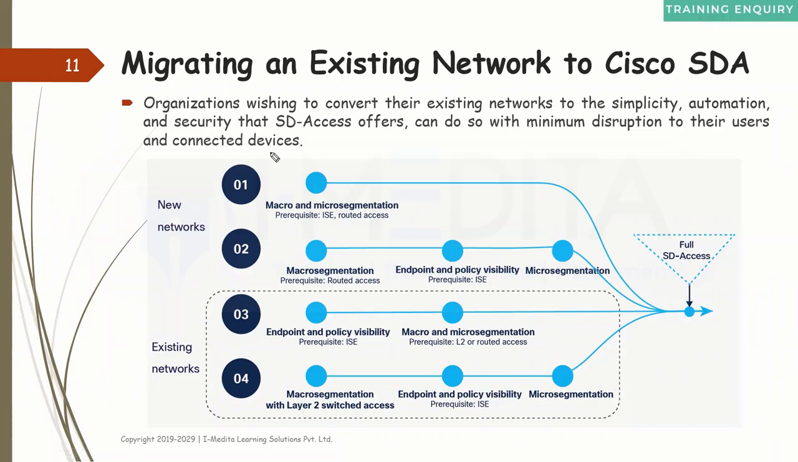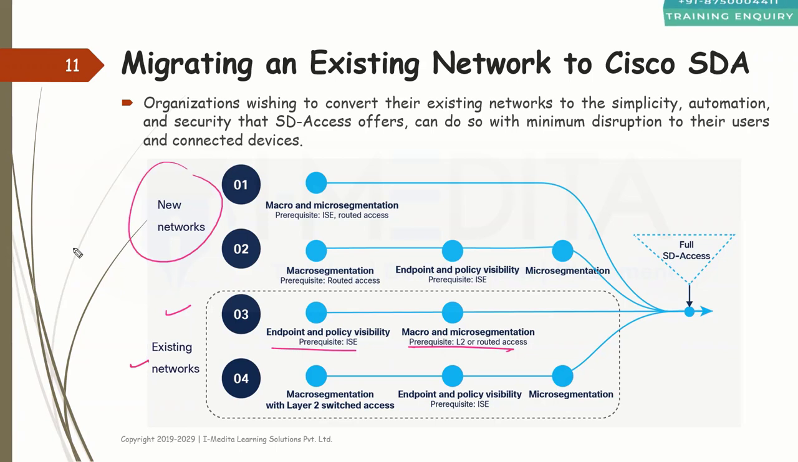This is what we call brownfield deployment, where your infrastructure is already there, and we want to migrate from the traditional to software-defined networking. So that can be done as well. You have the existing infrastructure. You can create the endpoint and policies. You can do the segmentation. Basically, you can migrate the existing infrastructure, or you can deploy from fresh. You can deploy the SDA solution from scratch as well. Both have their own advantages and disadvantages.